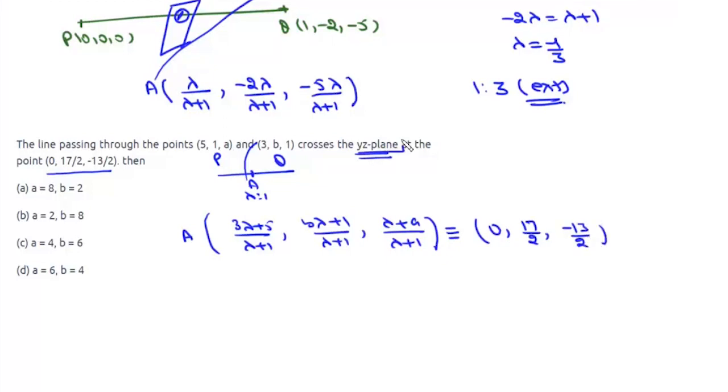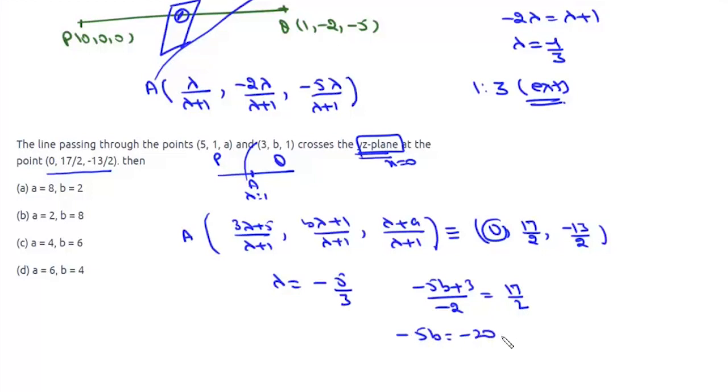Now since this is YZ plane, its equation is x equals 0, and obviously this x has to be 0. Now we equate it to 0, we'll get the value of lambda as minus 5 by 3. Now if we put lambda as minus 5 by 3, here we'll get minus 5b plus 3 upon minus 2, it'll be 17 by 2. Now this is minus 5b equals minus 20. So value of b is 4.